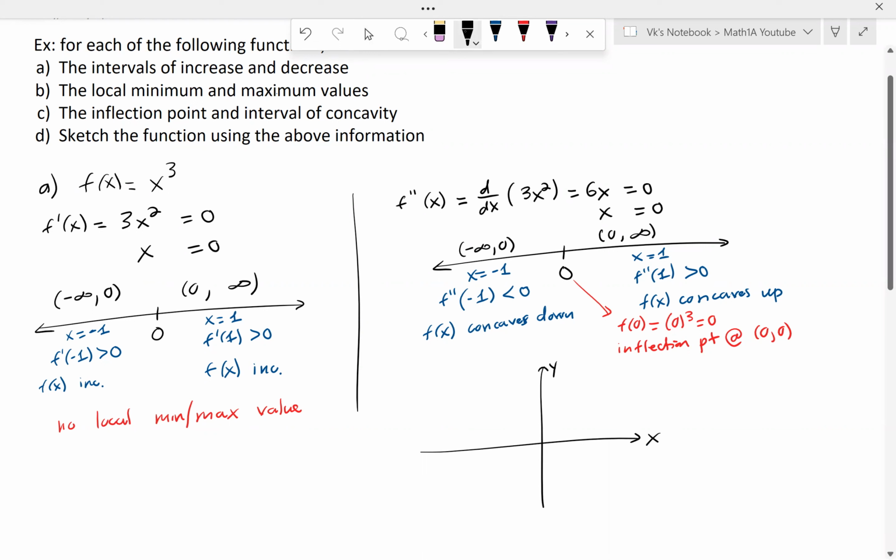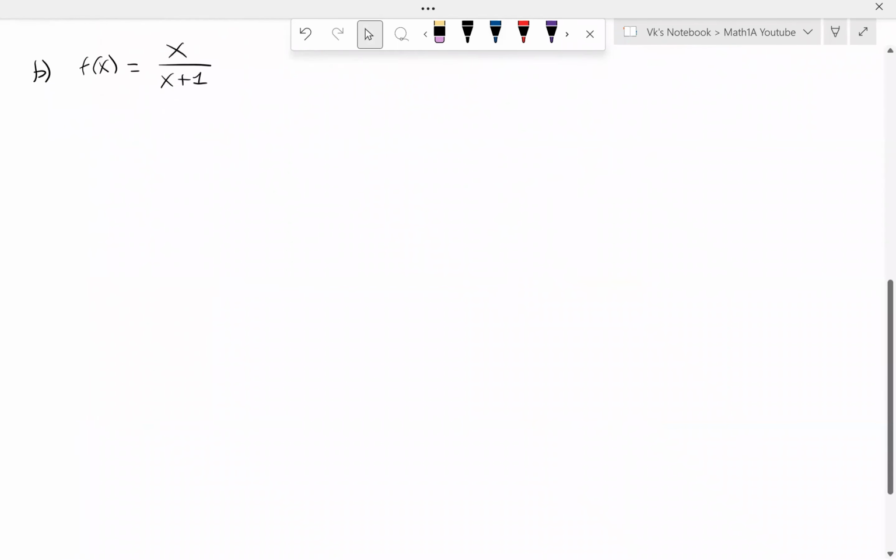x, y. The function is increasing and concave down from negative infinity to 0. So increasing and concave down looks like this. And then it hits this point right here. Then increasing and concave up. Yay, this is the graph. Beautiful. Let's get to the second example, B.